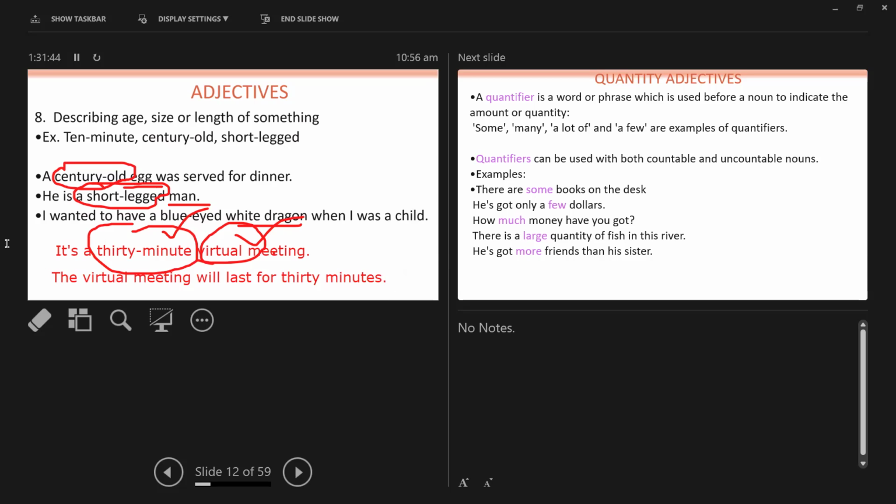Okay, so virtual is an adjective which describes the meeting. Okay, what kind of meeting is it? Is it a face-to-face meeting? Is it a virtual meeting? And then we have what you call 30 minutes. It actually describes how long the meeting will be, pero in a more detailed way. So the virtual meeting will last for 30 minutes. Hindi mo na kailangan ng lagyan ng hyphen dito, pero lalagyan mo siya ng S here. Okay? But if you're gonna use this type of structure, you use it as an adjective, you have to remove the S. Okay? I'm gonna give you another example.